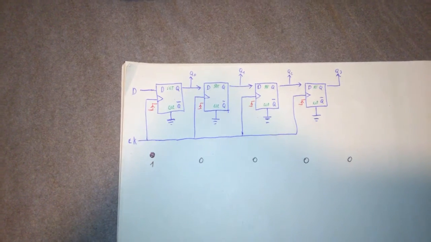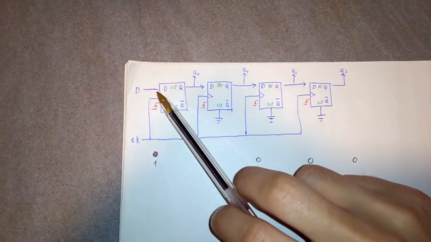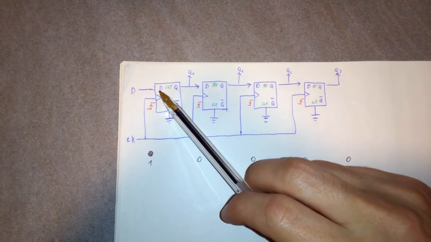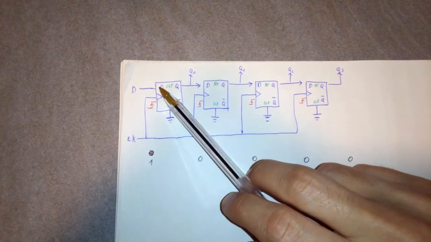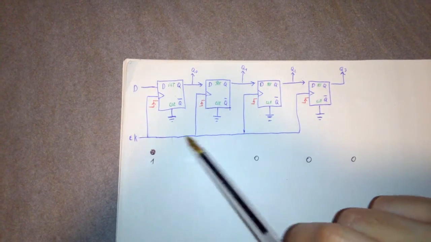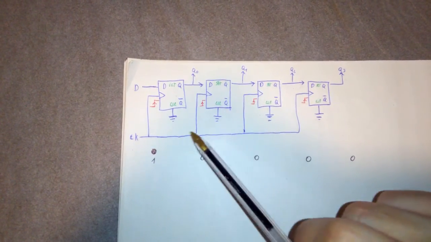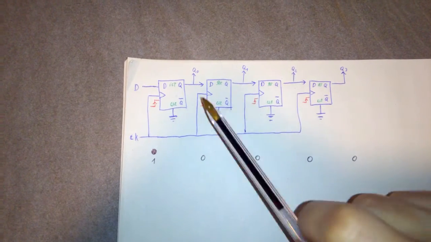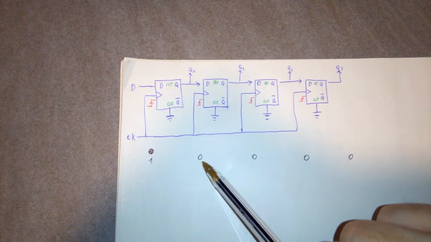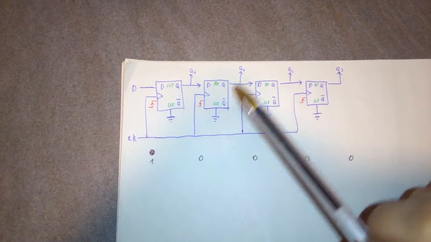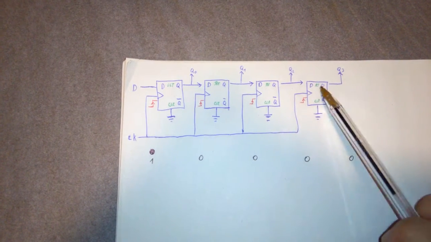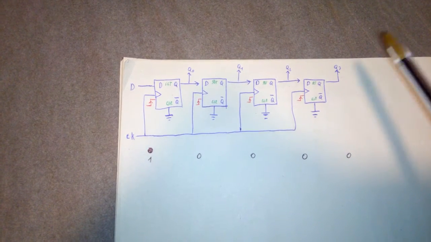So what's going to happen is that this one is going to get into this flip-flop as an input, and it's going to be transferred here. But notice that since the clock is going to go on at the same time for all of them, this flip-flop is actually going to read 0 at the very beginning. This flip-flop is going to read 0. This flip-flop is going to read 0, and so on.